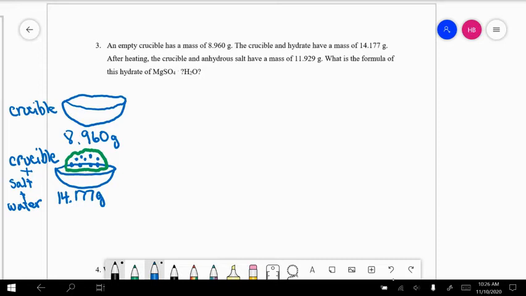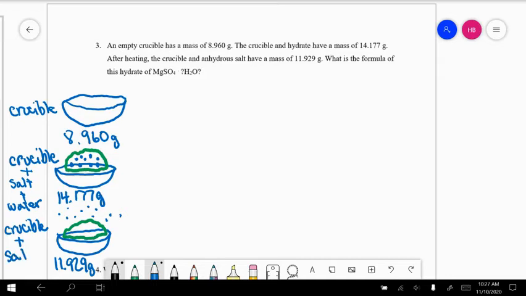And then after heating the crucible and the anhydrous salt, where the water has been driven off and is in the atmosphere now, is not being weighed, that has a mass of 11.929 grams. So this is just the crucible plus the salt. So you can see this one's the crucible, the salt, and the water. This is just the crucible and the salt.